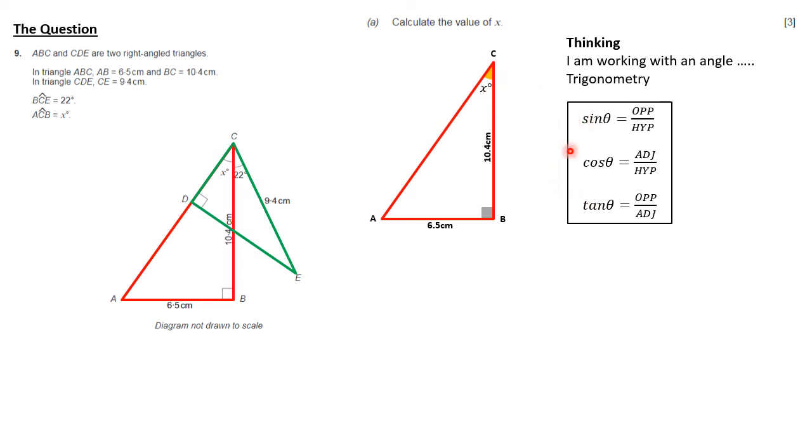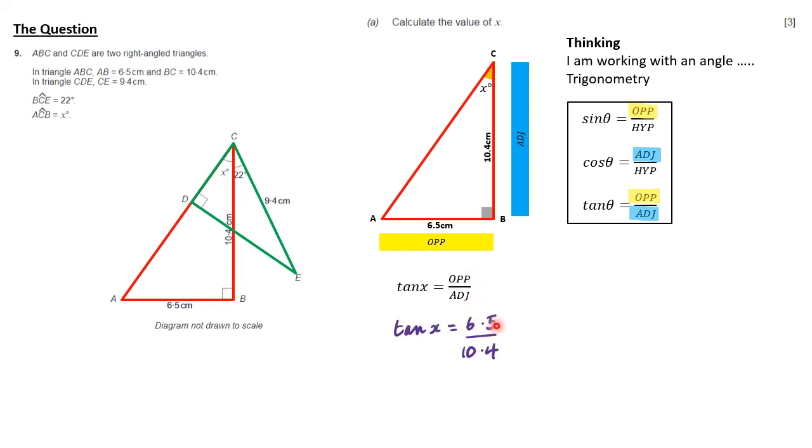So I know I'm going to have to use one of these three trig ratios. Just as we did before, I'm going to label my sides. I've got the opposite, I shade that in my formula. I've got my adjacent, and I shade that in my formula. So I can see I'm going to be using the tan ratio. So tan, and I've put in the x, because my angle is called x, equals the opposite over adjacent. And now I'll put my numbers in. Tan of x equals 6.5 divided by 10.4.